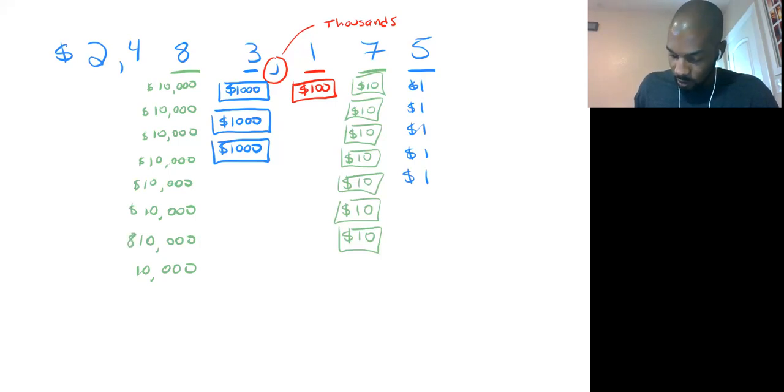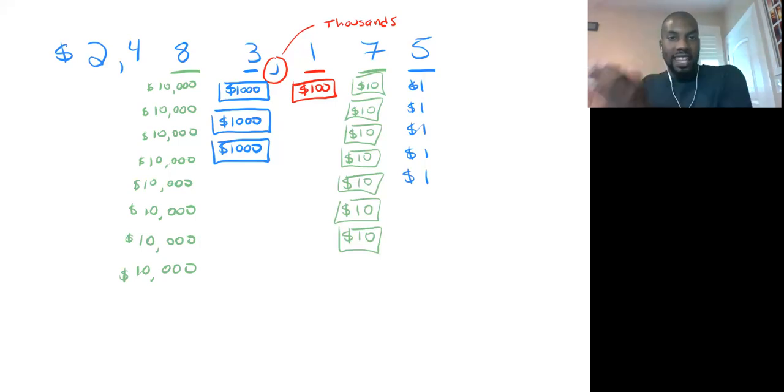I say it from the beginning. I say it's 80 thousands, 3 1,000s. I put that together. That's 80 plus 3. That's 83 thousands, 1 100, 7 tens, 5 ones. So altogether, it's 83,175. Let's keep moving on.